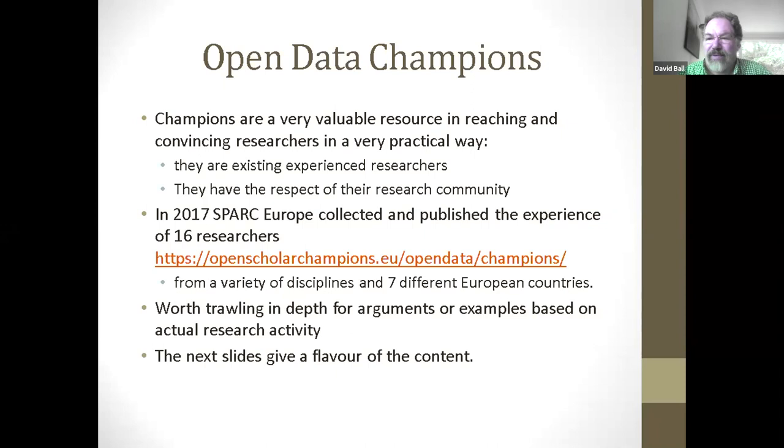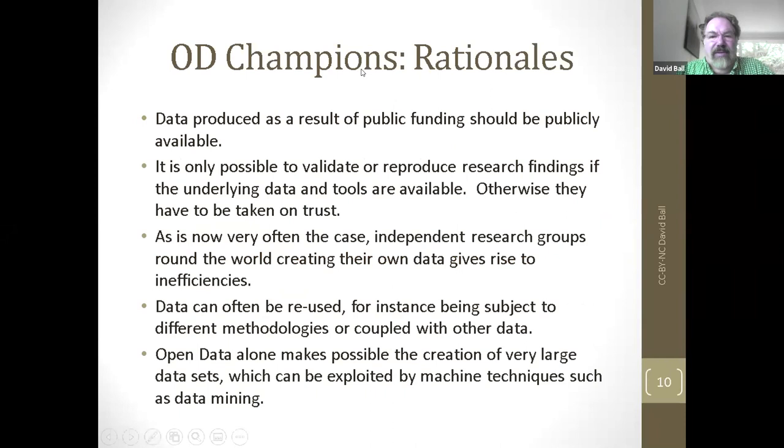In terms of rationales, they feel that any data produced as a result of public funding or charity funding should be publicly available. This is a theme that runs throughout, so open science, of course. It is only possible to validate or reproduce research findings if the underlying data and tools are available. This goes beyond peer review, which generally only will have the paper to be published, but instead, or in addition, the underlying data and tools allow a great degree of validation.